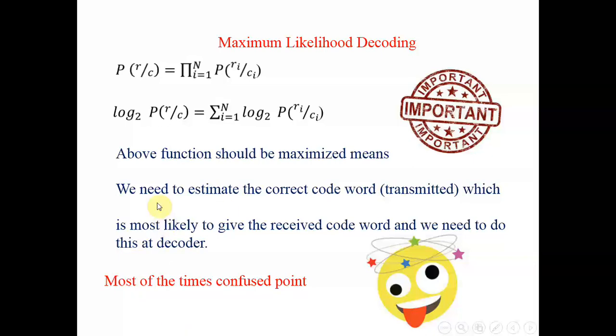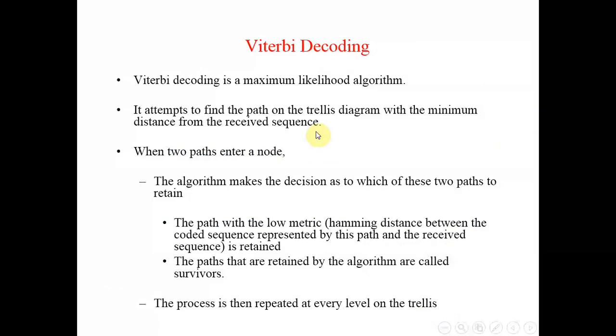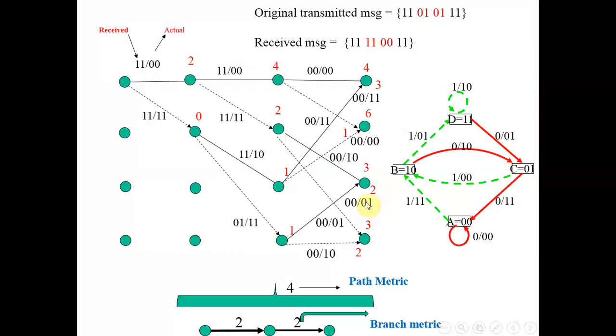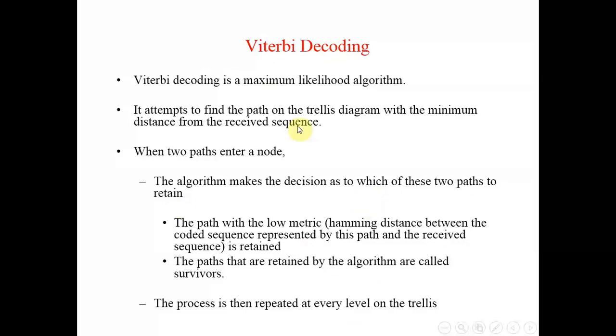On similar lines, we say that we need to estimate the correct code word which is most likely to give the received code word. This is sometimes confusing, but I hope you have understood this. So we need to maximize this function. So this is the principle of Viterbi decoding. Now we will see Viterbi decoding in detail and you will definitely understand this. For the time being, I'll just skip this particular slide because you can come back to this slide once I explain this particular example and then you will understand this slide quickly.